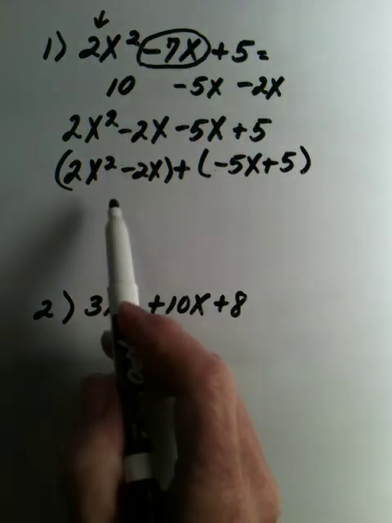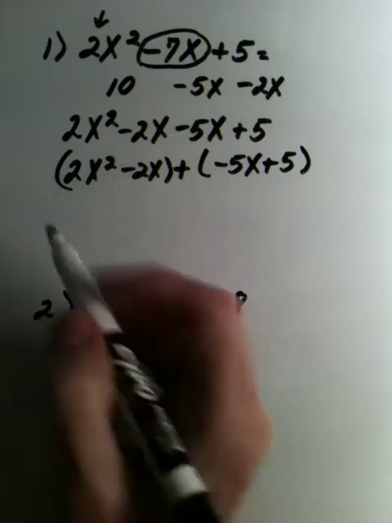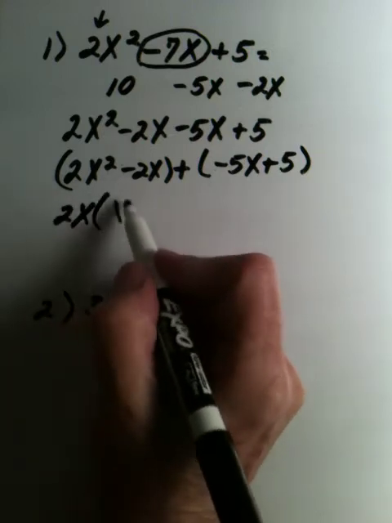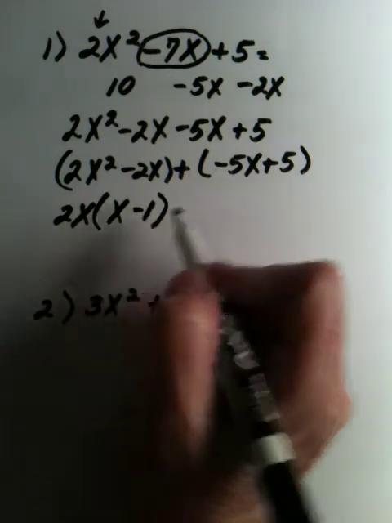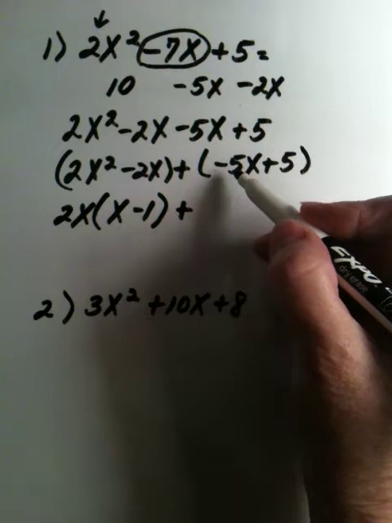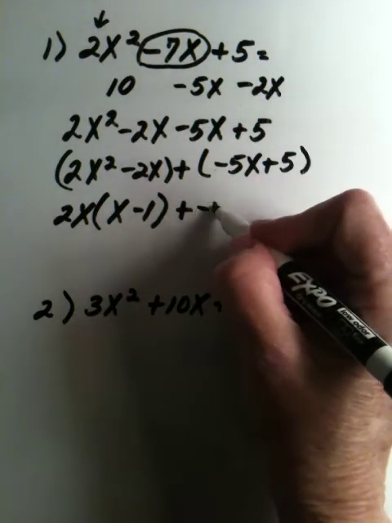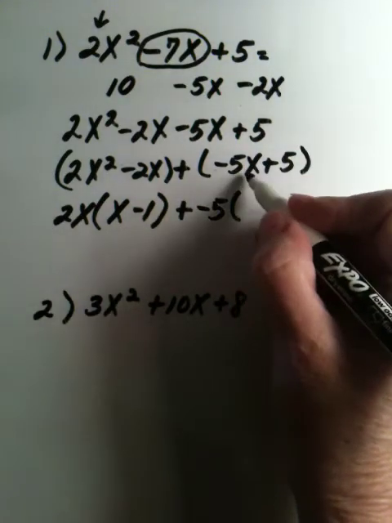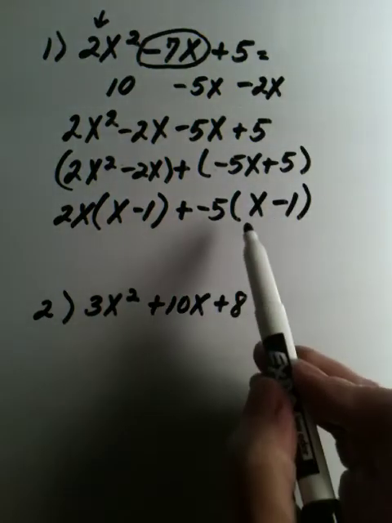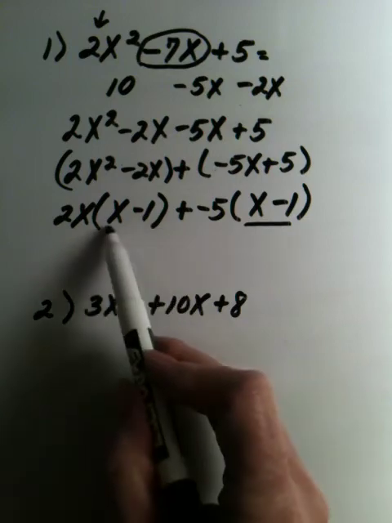We're going to factor the first group. The GCF is 2x. If we divide the first group by 2x, we'd have x minus 1. The second group, because there's a negative, I'm going to pull out a -5, which will leave x minus 1. Again, these two parentheses are exactly alike.